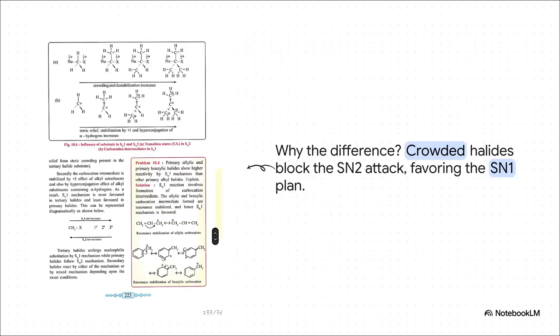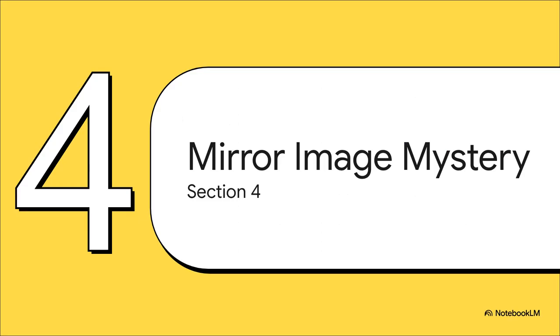So, why have two different paths? Well, it all comes down to crowding, or what chemists call steric hindrance. If that central carbon atom is surrounded by big, bulky groups, there's just no room for a sneak attack from the back. It's too crowded. So the molecule is forced to use the SN1 plan. The halogen has to leave first just to clear a path before the new group can even think about coming in.